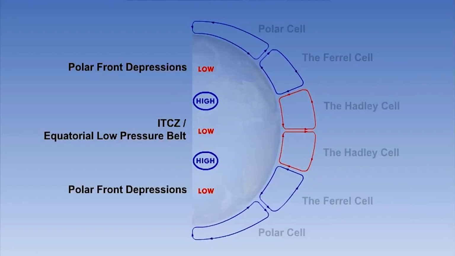The high-pressure systems which are found in this region are called the subtropical highs. We saw these before in the lesson on pressure systems where they were called warm anticyclones. An example of a subtropical high lies in the North Atlantic and is known as the Azores high-pressure system.